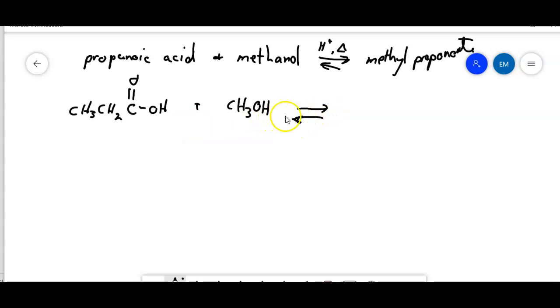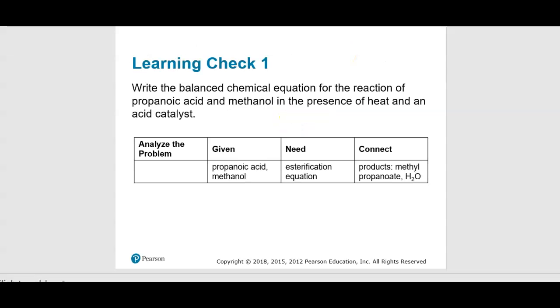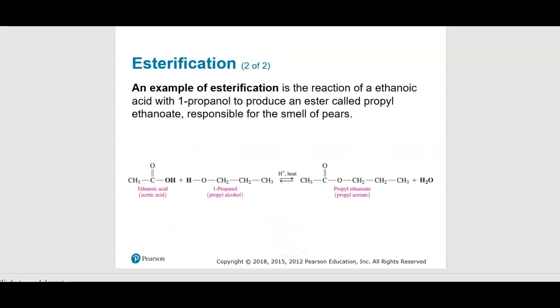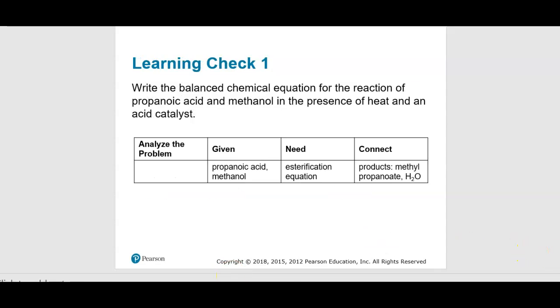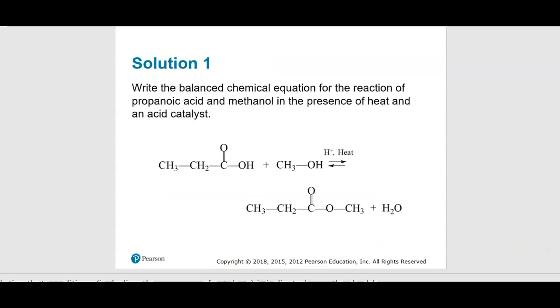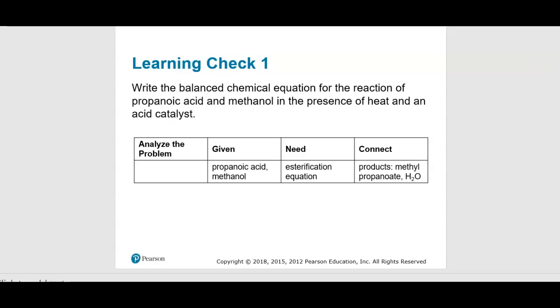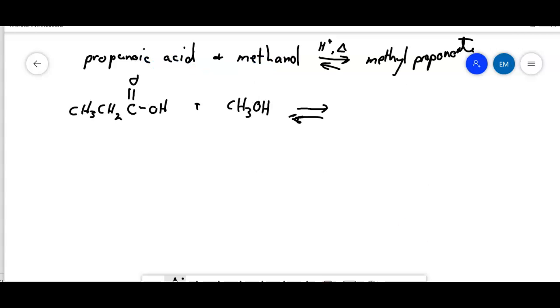Let's see if they added any. Let's just make sure they didn't add any other crazy things. Okay, propanoic acid. Write the balanced equation for reaction of propanoic acid and methanol in the presence of heat and the catalyst. Okay, they want the heat and acid catalyst there. All right, and let's just go back here. Okay, there's none of the other stuff. And that's a solution. We want to show you. You want to see me working it through. Okay, this is going to be the.